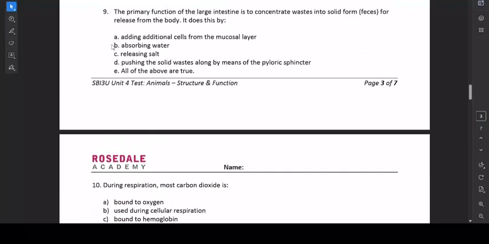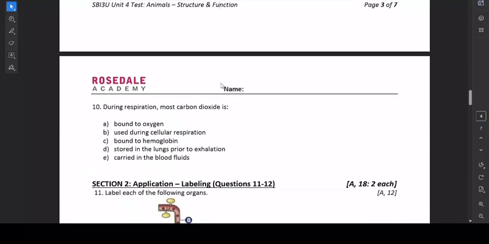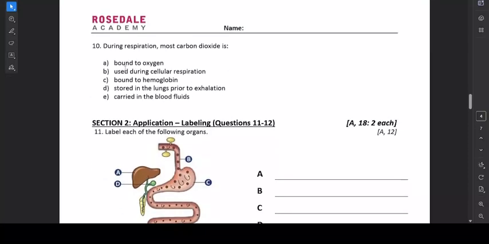So, absorbing water. During respiration, most carbon dioxide is bound to oxygen used during cellular respiration, bound to hemoglobin, stored in lungs prior to exhalation, carried in blood fluids. So during respiration, we're going to go ahead and pick E, because when we're breathing, the carbon dioxide is still in the blood fluids, and then when we breathe out, that is when we breathe out the carbon dioxide.